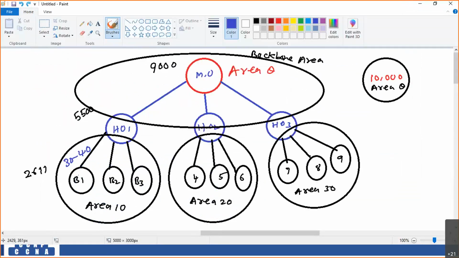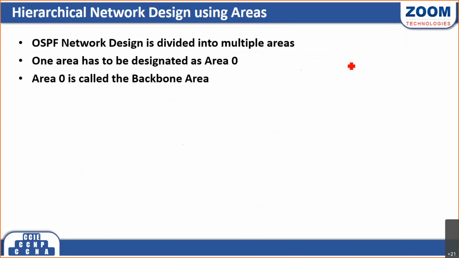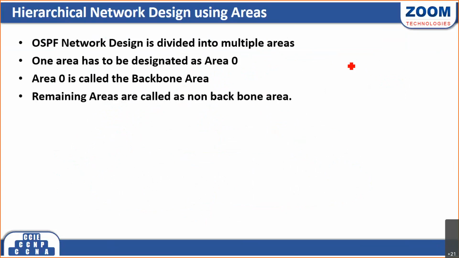Backbone area. So if area 10 wants to communicate, the traffic has to go via the backbone area. Any non-backbone areas, area 10, 20, 30, if they want to communicate, the traffic has to go via the backbone area. That is why we call this area 0 the backbone area. The remaining are all non-backbone areas.